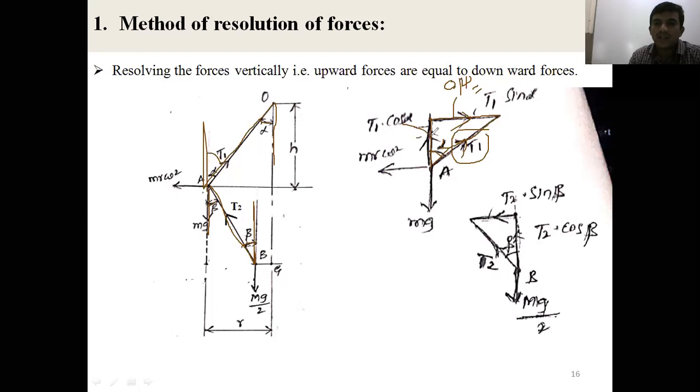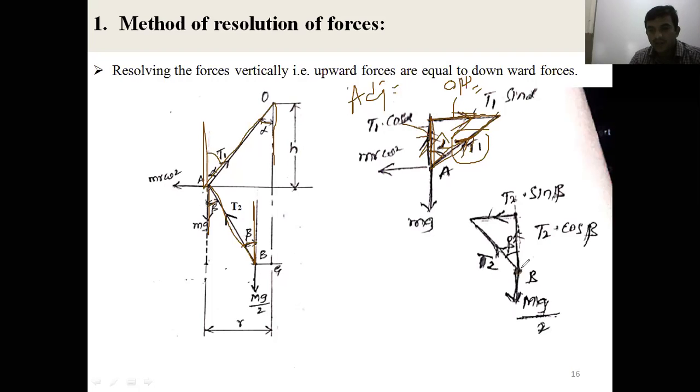Similarly, this one is the adjacent side, so cos alpha will come. Cos alpha is equal to adjacent by hypotenuse. Then the adjacent side is equal to hypotenuse into cos alpha. Now T1 is acting here vertically upward. From point A, this one is vertically upward and this is the right side. Now resolving that force vertically, the upward forces are equal to the downward forces.